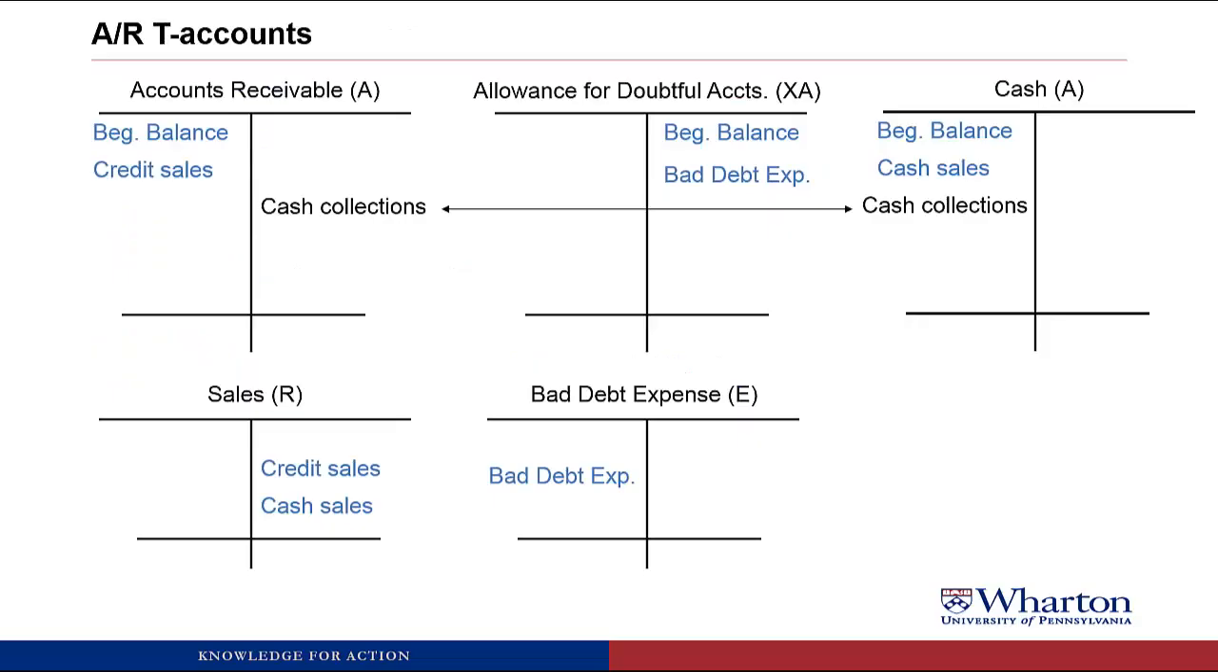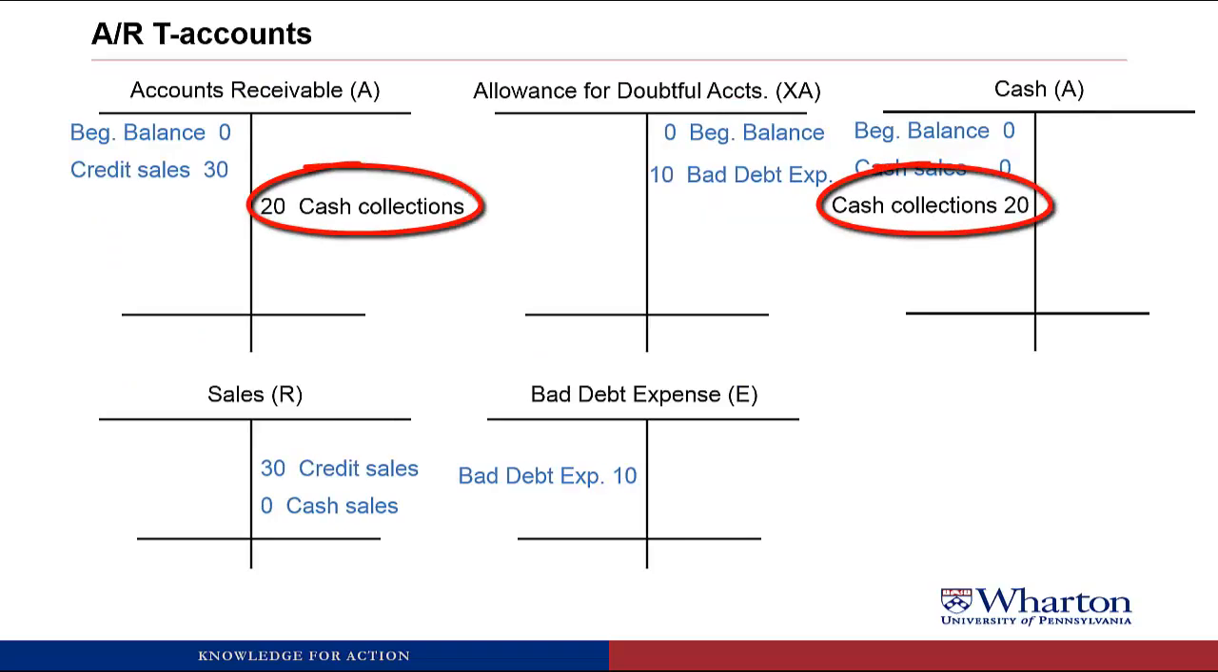For the T accounts, of course, the credit to accounts receivable and the debit to cash are going to be 20 in this case. So here's what our T accounts look like after we post that journal entry.